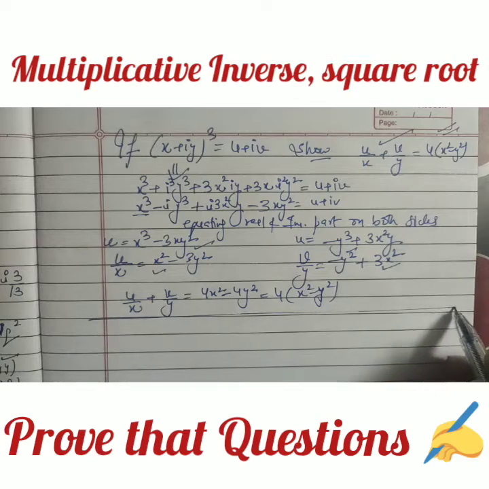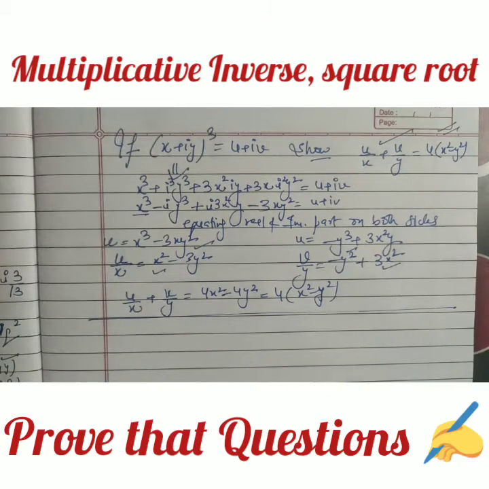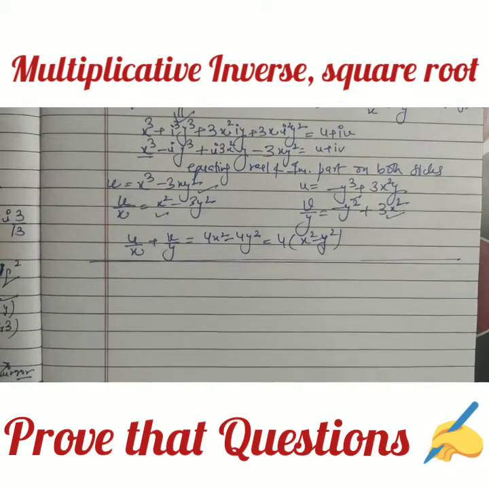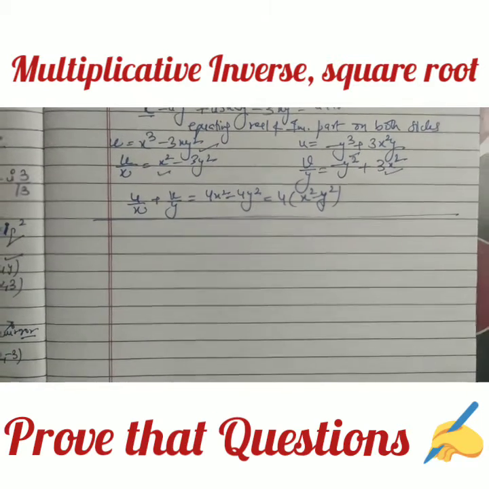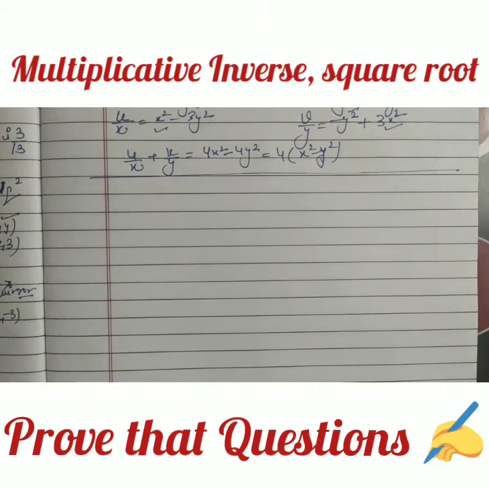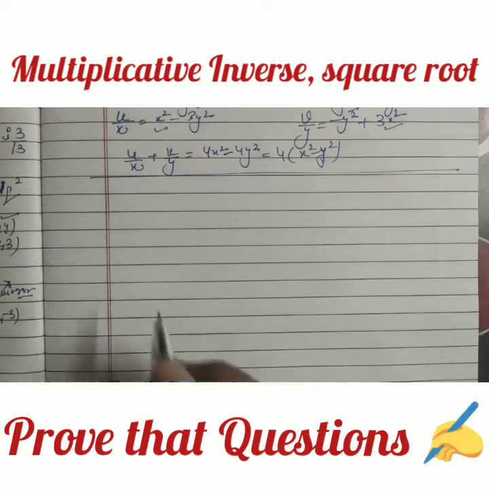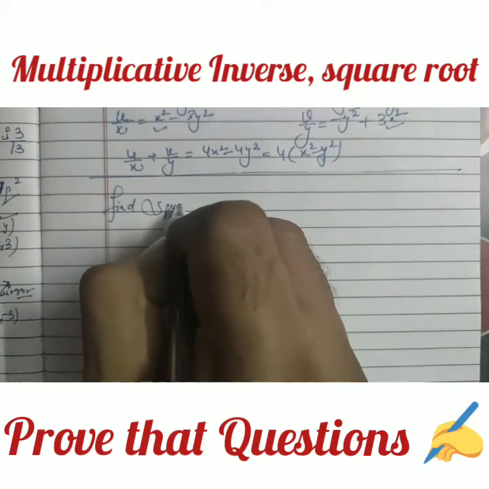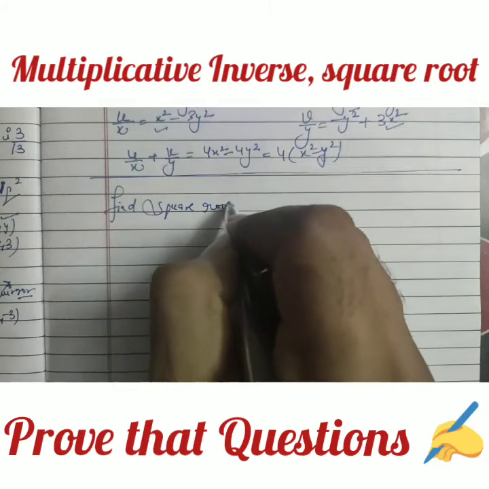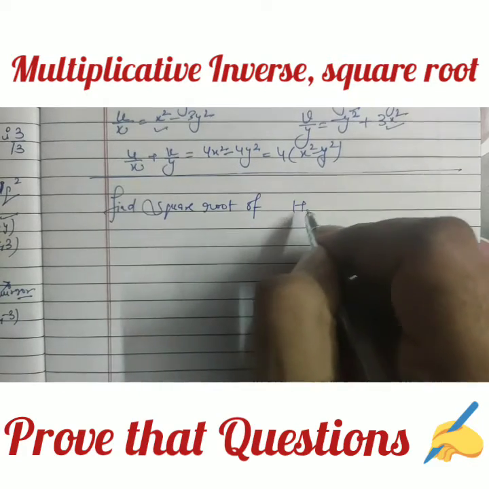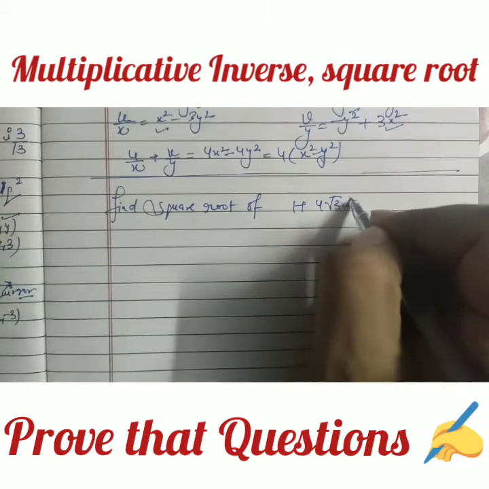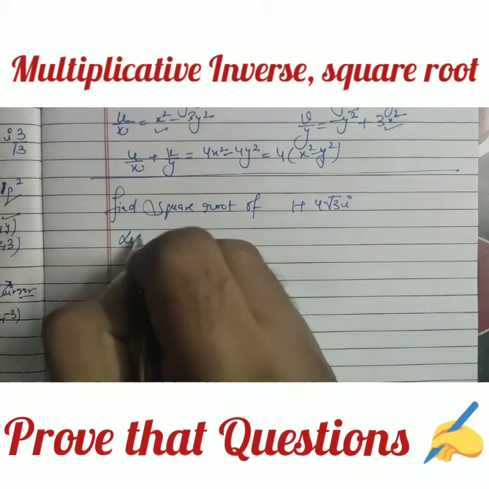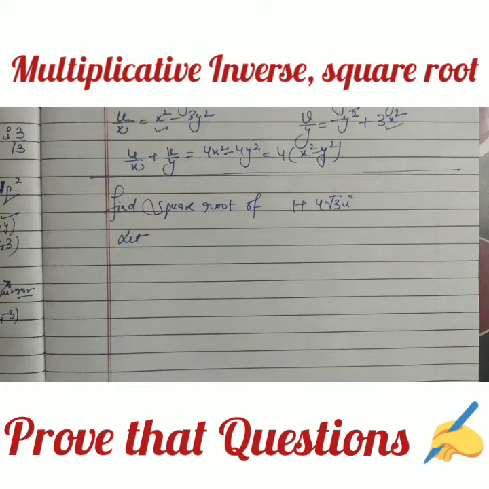Last type of this topic: how can we find the square root of a complex number. For example, find the square root of 1 plus 4 square root 3 iota. As you know, the square root of a real number is a real number, and in the same way the square root of a complex number is again a complex number.